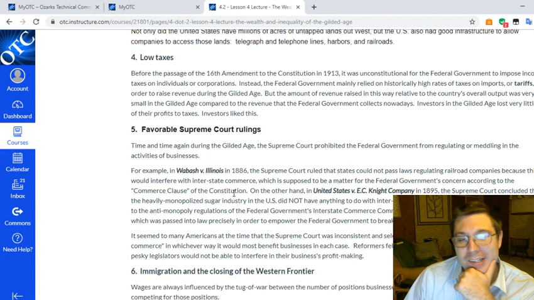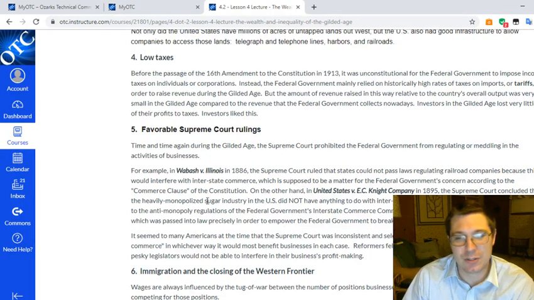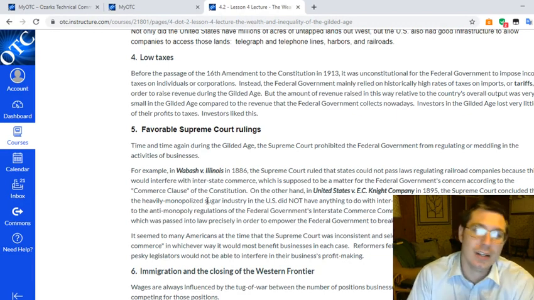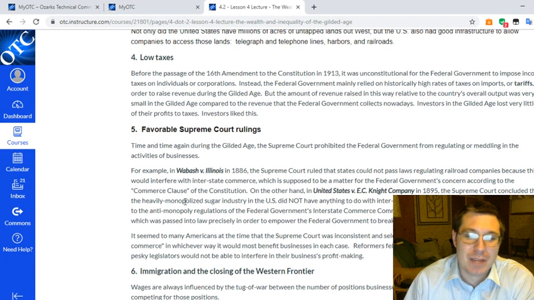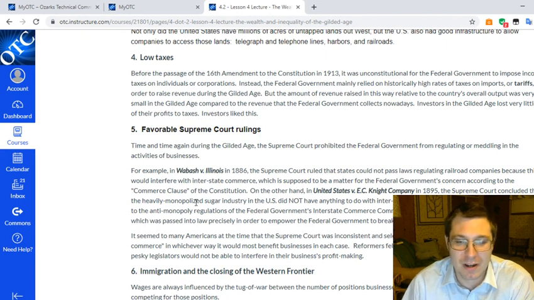It seemed to many Americans at the time that the Supreme Court was inconsistent and selective about interpreting concepts like interstate commerce in whichever way it would most benefit businesses in each case. Reformers felt frustrated, but investors could rest assured that pesky legislators would not be able to interfere in their businesses' profit making.